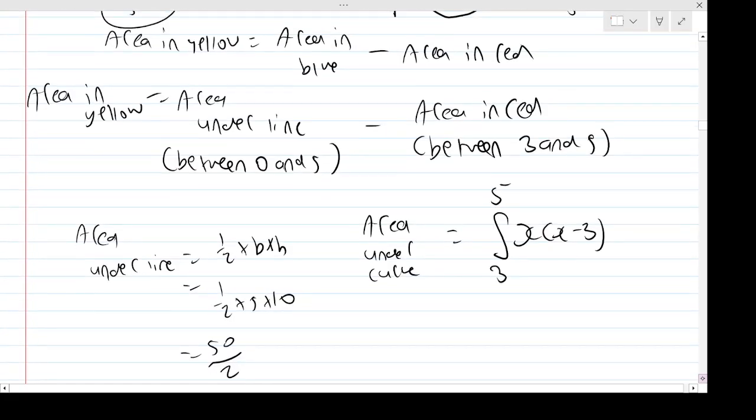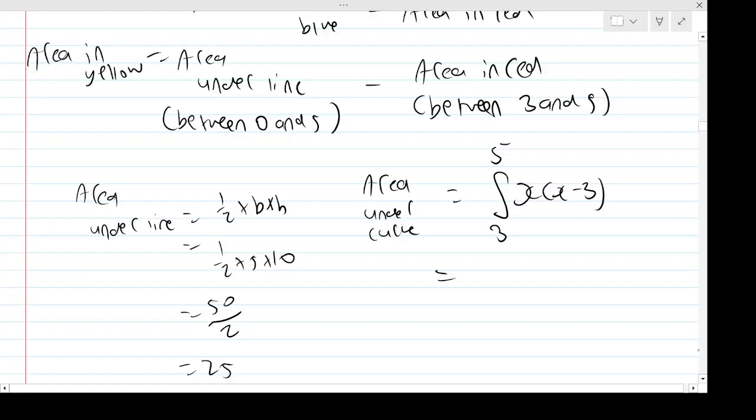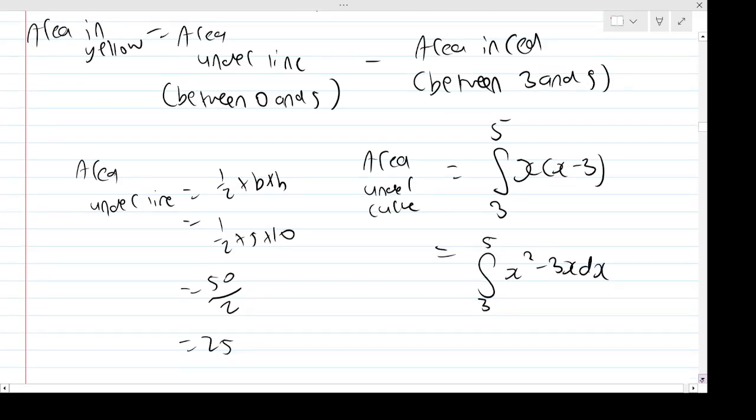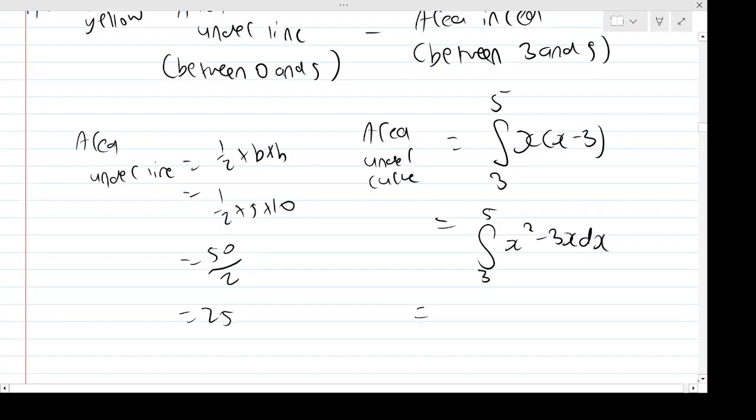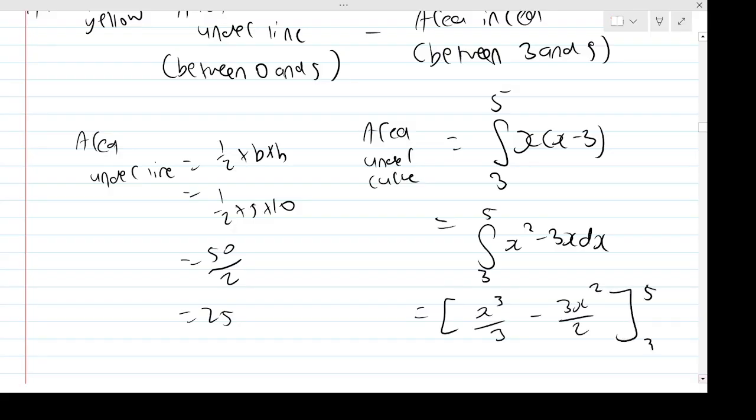And so at that point we just compute this integral. If we expand it, we get x squared, take away 3x dx. And then we can integrate. That would be x cubed over 3, take away the 3x would be 3x squared over 2, between 5 and 3.